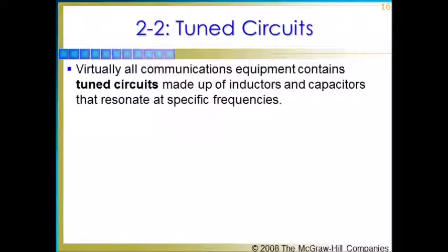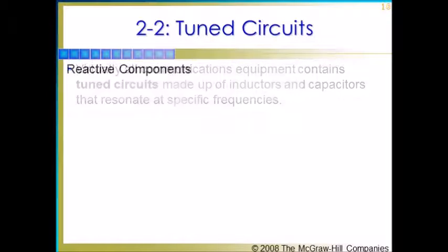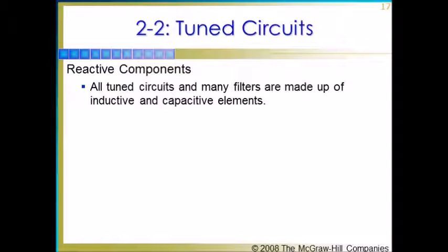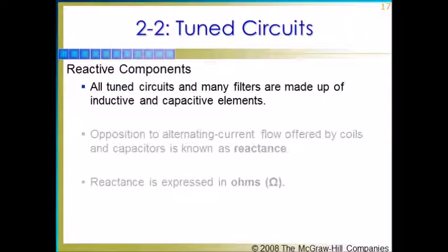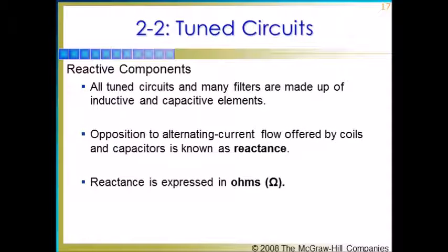Next up is tuned circuits. Tuned circuits are all made of inductors and capacitors that resonate with each other at very specific frequencies. Reactive components. As said earlier, tuned circuits are all made up of inductors and capacitors. Opposition to alternating current flow offered by coils and capacitors is known as reactance. What is reactance? Reactance is the opposition of a circuit element to a change in current or voltage due to the element's inductance or capacitance.